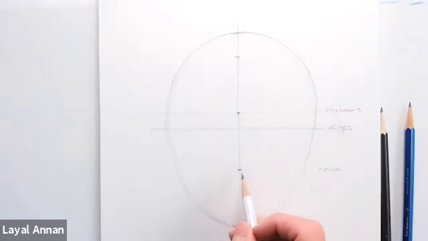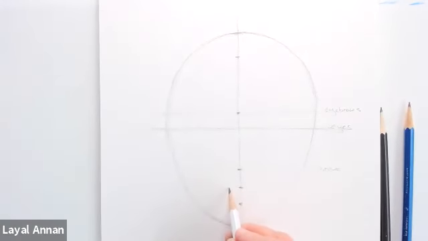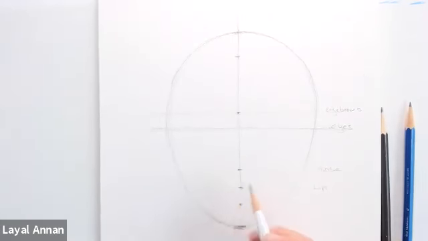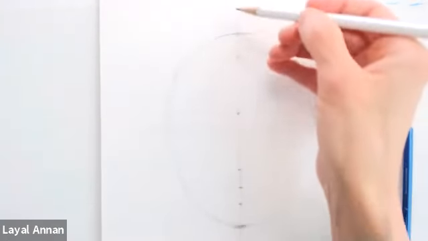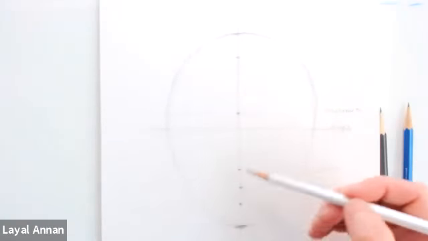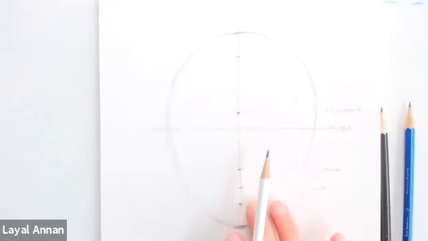Now divide the area between the bottom of the nose and the chin into 3 equal parts. Again, roughly equal. This is where the lip is, the middle of the lips. So now we have a good sketch of the face, divided into the right measurements.